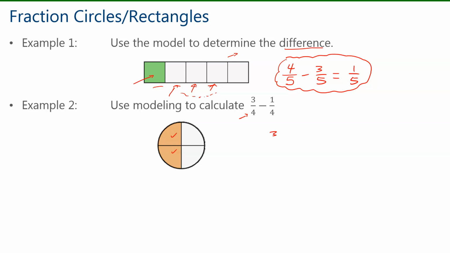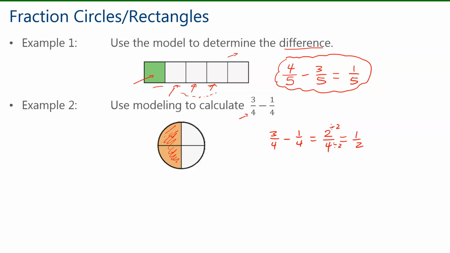2/4. So 3/4 take away 1/4 equals 2/4, which of course can reduce. Either you look at it as 2 divided by 2, 4 divided by 2, the greatest common factor for 2 and 4 being 2, and that will give us a half. Or if you just look at our circle, it's pretty obvious to see that half of it now is left shaded.